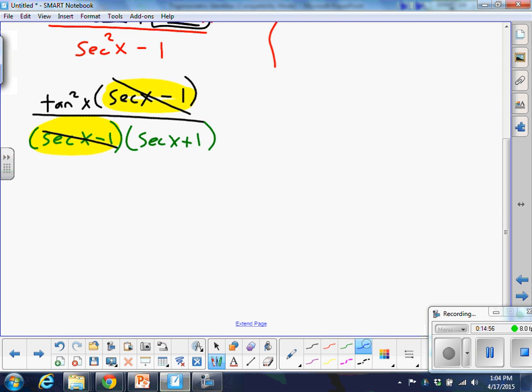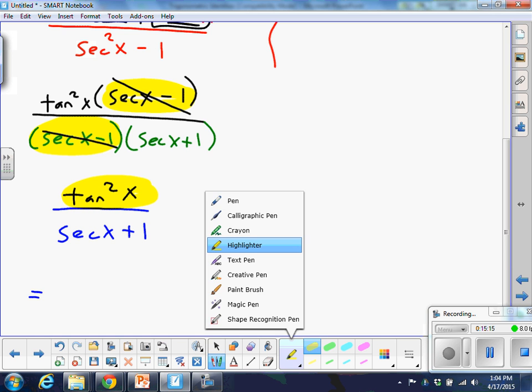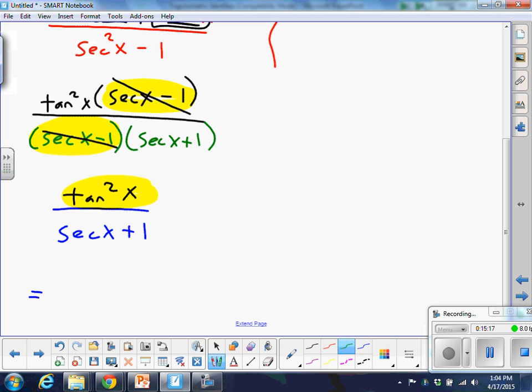Let's maybe try another method. Because what I have left now is exactly what we started with, isn't it? Tangent squared x. So sometimes that happens. So let's try something else. Why don't we do a Pythagorean identity? Why don't we replace the tangent squared with something? This might work out a little bit better. And this happens sometimes in these problems, even if I've been doing these forever. So don't feel discouraged if that happens.